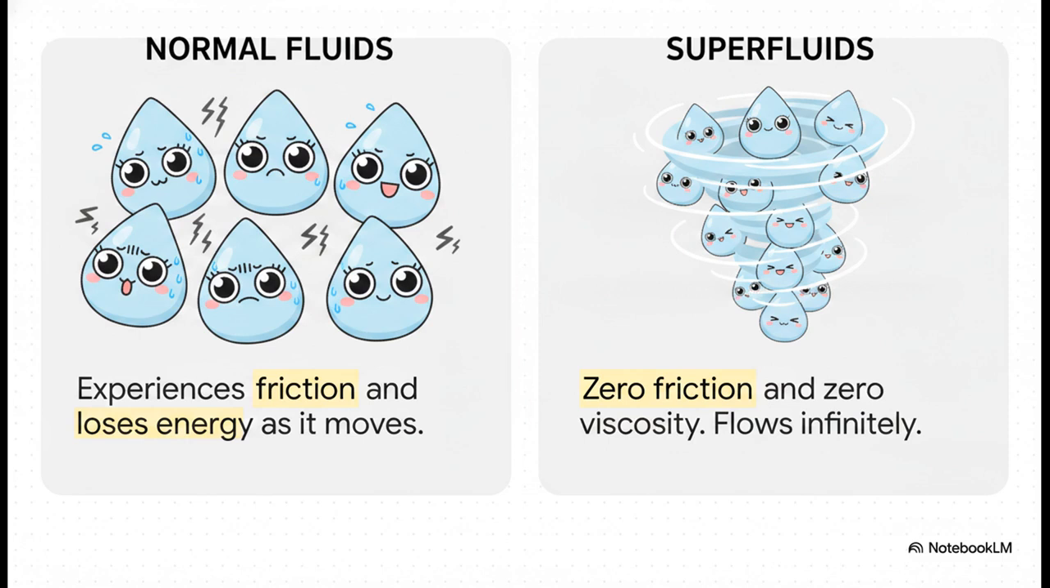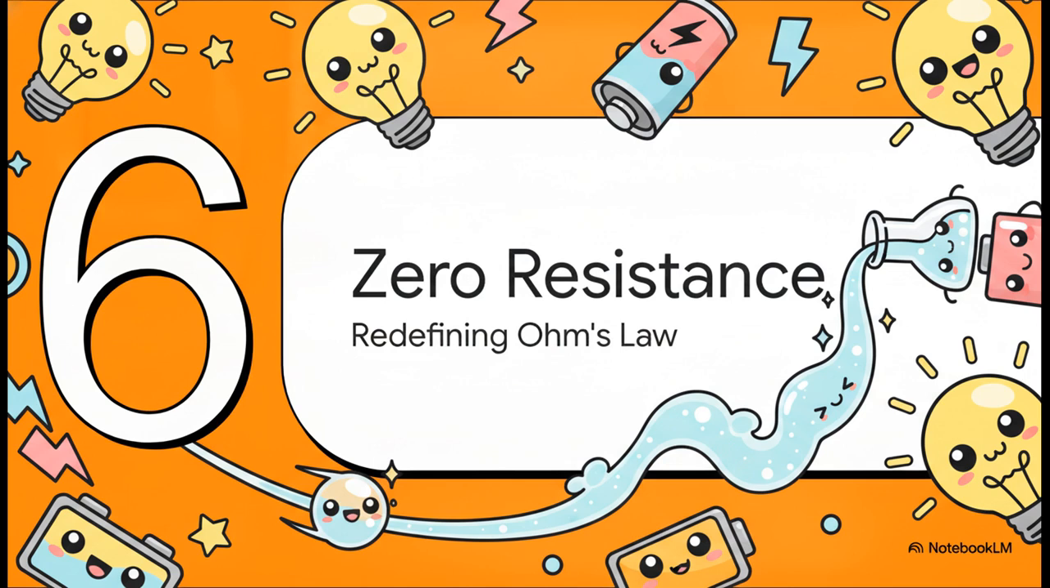If you were to stir a cup of superfluid, it forms persistent vortices, little whirlpools that will spin infinitely, forever, without ever slowing down or losing a single drop of energy. It is genuinely breathtaking to think about. This brings us to our final stop, Section 6, When Resistance Becomes Zero, Redefining Ohm's Law.